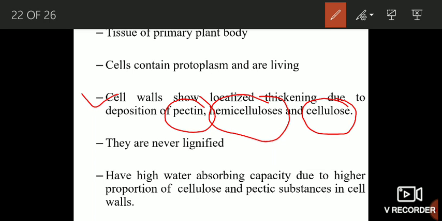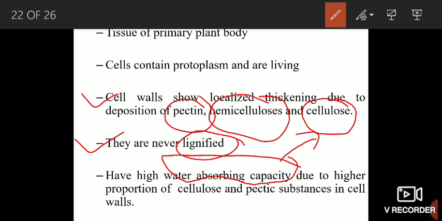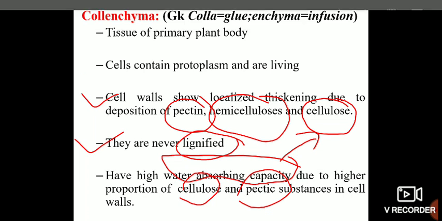One more important feature that you will remember about Collenchymatous tissue is that the individual cells of Collenchyma are never lignified. You will not find lignin in the walls of Collenchymatous cells. Because of their higher proportion of cellulose and pectic substances in cell walls, they have higher water absorbing capacity. They absorb water to a greater extent.